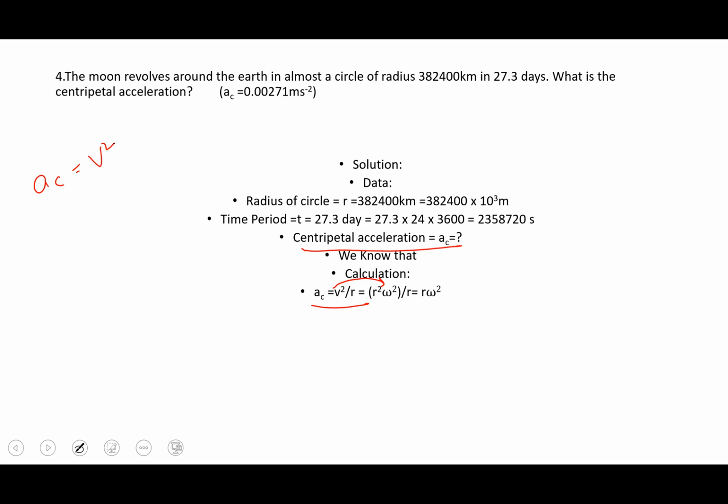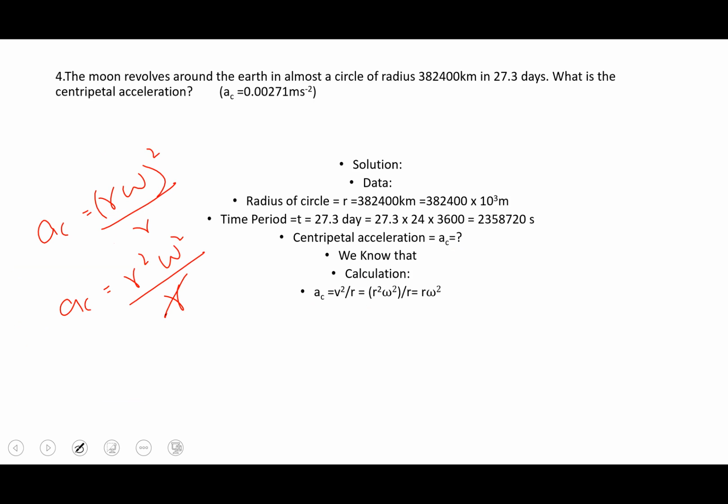Now what is done over here? AC is equal to V square over R, we know that. We can write V as R omega. So instead of V, we can write AC is equal to R omega whole square divided by R. If we take the square of these values, then this R and this R square will cancel. AC will be equal to R omega square, and that is why I've written R omega square over here.